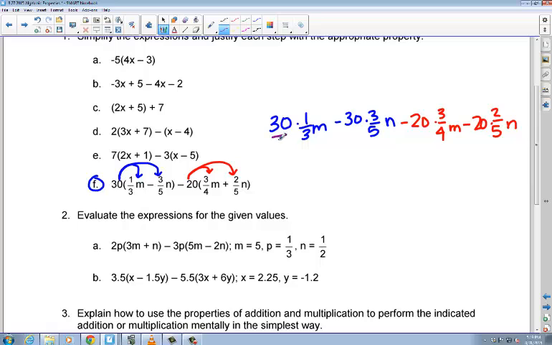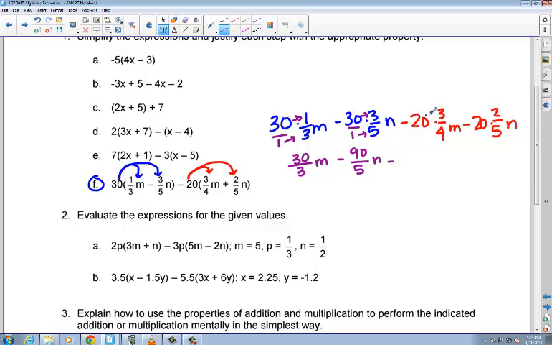So I'm going to put this over 30 and I'm going to multiply straight across. So I have 30 divided by 3, because 30 times 1 is 30. 1 times 3 is 3. And then I'll write M right next to it. Then I have a -30 times 3, which is 90, divided by 5. Again, this is over 1, and I multiply straight across. N.